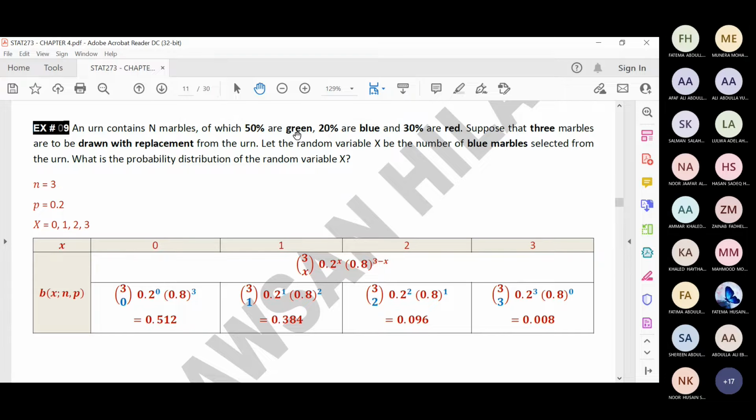Now 50% green, 20% blue, 30% red. Let's proceed and see. Suppose that 3 marbles are to be drawn with replacement. This is very important. If you don't have it with replacement, it is not binomial. I'm saying it's very important because I will repeat this exercise later on within chapter 4 and I will solve it as not binomial. Why now am I saying it is binomial? Because it's a draw with replacement.